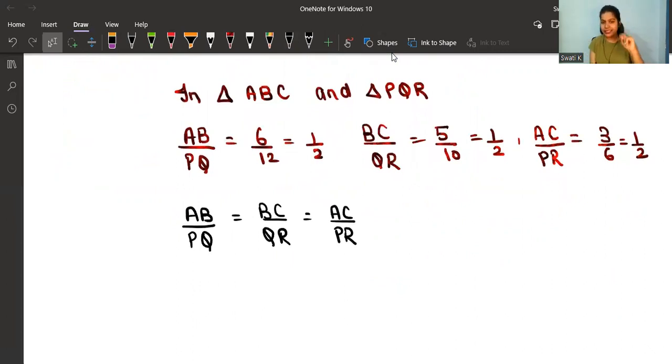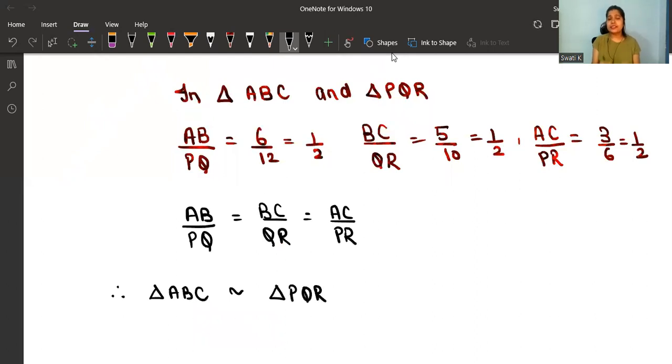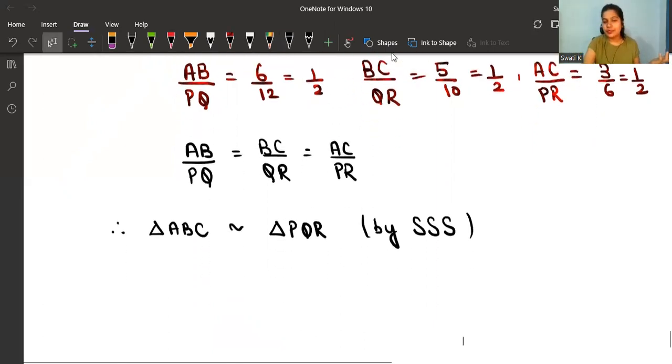Okay, we have this condition. As soon as we get this condition, we can write down: therefore, triangle ABC is similar to triangle PQR. By which similarity? Very straightforward, by side, side, side similarity. That's the meaning of side, side, side. So yeah, I hope you have understood this.